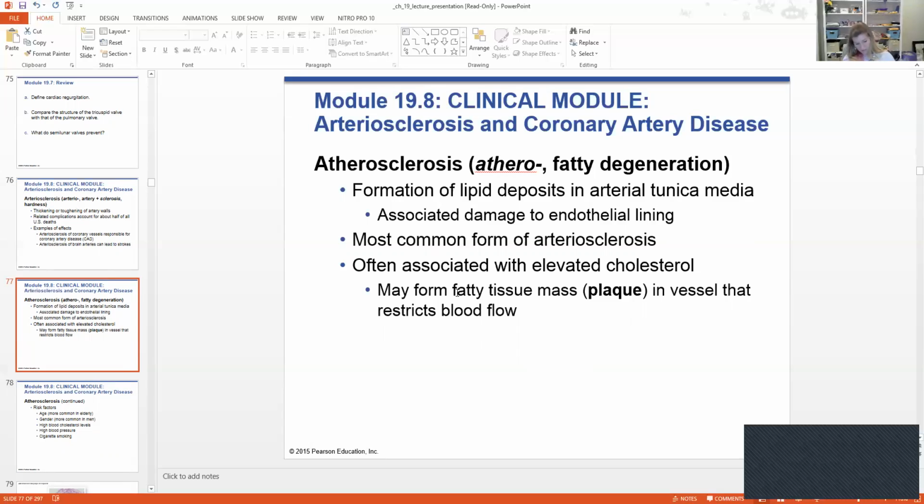blood flow. Sorry, I thought I had a spider on me. I was about to freak out.